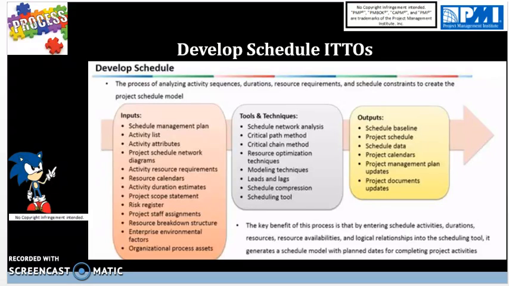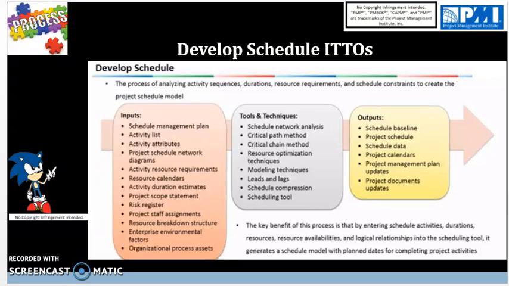For tools, we have schedule network analysis, a technique that generates the project schedule model. Critical path method, which we talked about in the sequence activities process, is the longest path in a schedule network diagram, and we calculate the critical path by calculating the longest duration path. So basically counting all the activity durations in the schedule network diagram. Whichever one is the longest duration is the critical path.